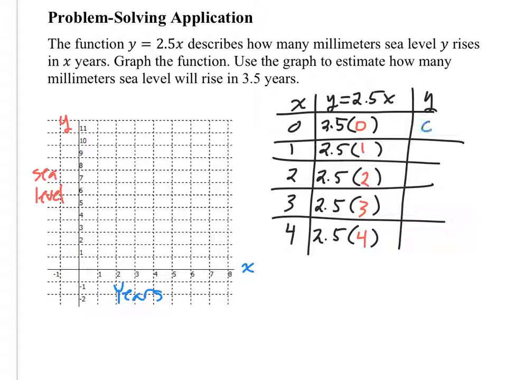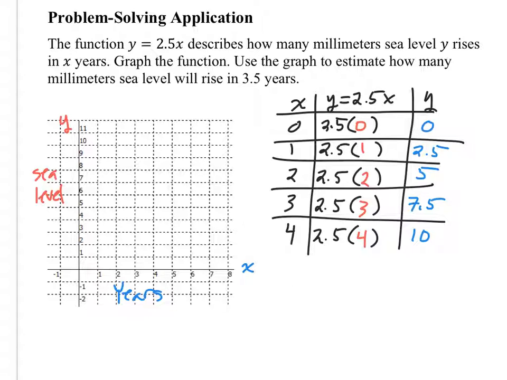2.5 times 0 is 0. 2.5 times 1 is 2.5. 2.5 times 2 is 5. 2.5 times 3 is 7.5. And 2.5 times 4 is 10. So I'm going to plot these ordered pairs.